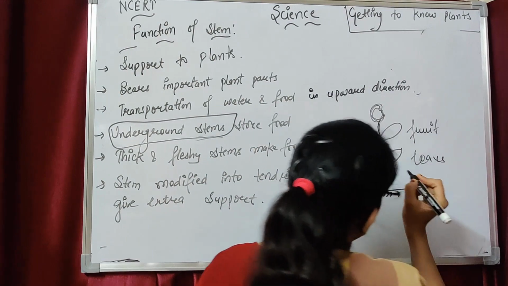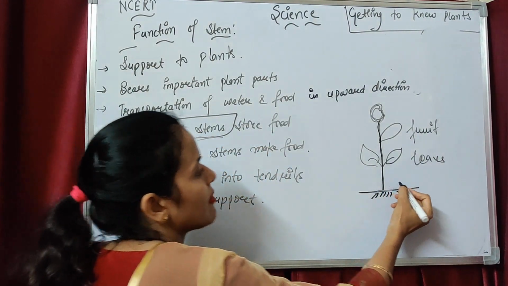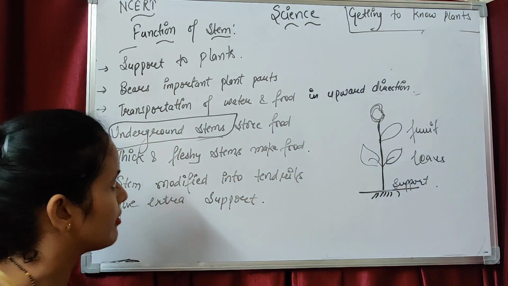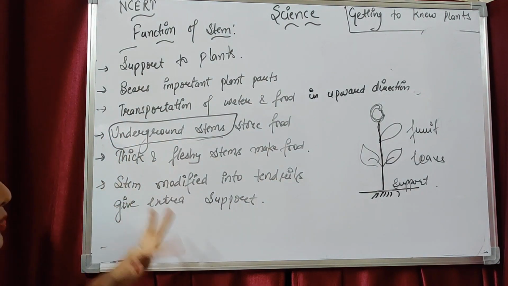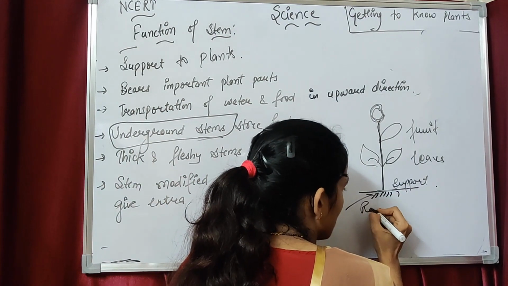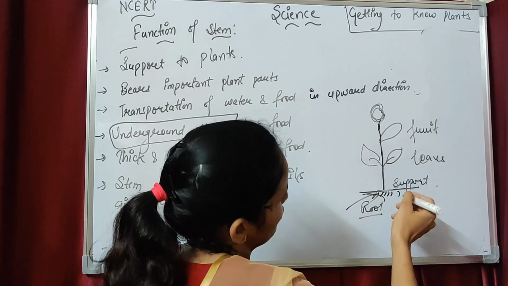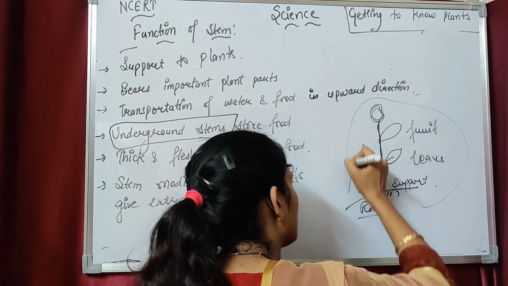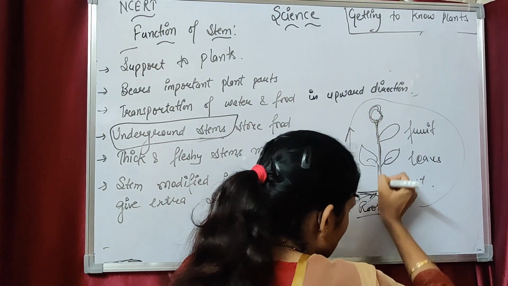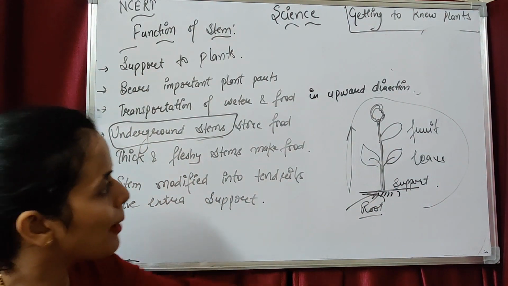So the first important function of stem is to bear all important parts of the plant on itself, and next is it will give support to the plant so that it will stand in erect position. Stem will provide the support to the plants to stand in the erect position. Two important functions. Clear? Transportation of water and food in upward direction. We will give water to the roots. And root will provide the water, or you can say food, to the whole plant in the upward direction with the help of this stem.